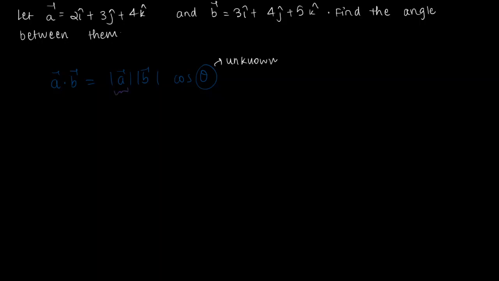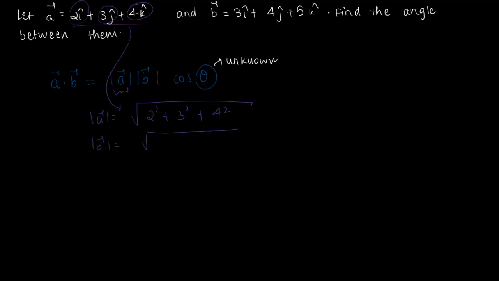Firstly, let's find the absolute value, or the magnitude, of this vector A. For vector A, the magnitude is the square root of 2 squared plus 3 squared plus 4 squared, just taking the square root of the squares of all the components. And again, for vector B, you get 3 squared plus 4 squared plus 5 squared, all of that under the square root.